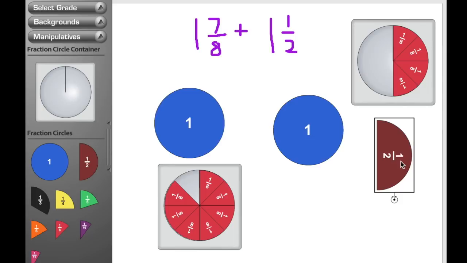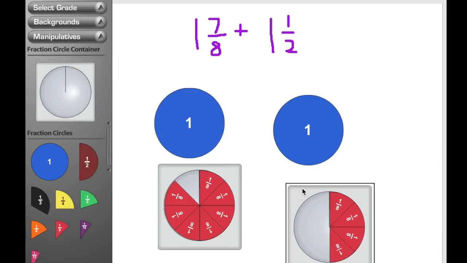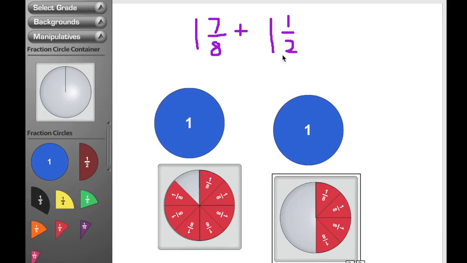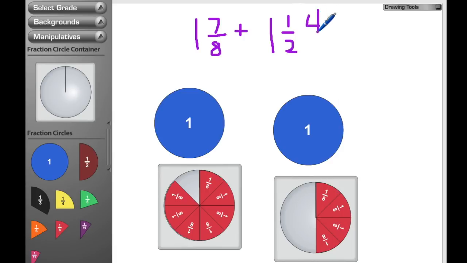So instead of having this half, I'm going to delete it, and I'm going to use this half, or 4/8. Oops, keep that there. I just wanted to move it down here. So up here, I'm going to change my fraction. Instead of having 1/2, I'm going to change it to 4/8. And now I don't have this half anymore. I have 4/8.